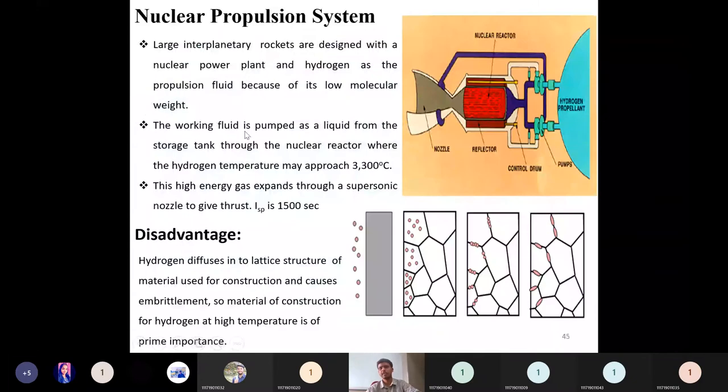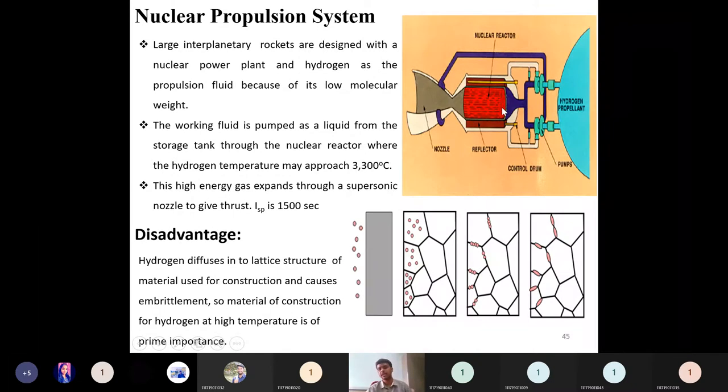In the nuclear propulsion system, large interplanetary rockets are designed with a nuclear power plant. With the same technology used in a nuclear power plant, these large rockets will be designed, with hydrogen as the propulsion fluid. Hydrogen will be the propellant because of its very low molecular weight compared to the other propellants. It will be stored inside a tank. The working fluid is pumped as a liquid from the storage tank, the hydrogen storage tank, using pumps into the nuclear reactor.